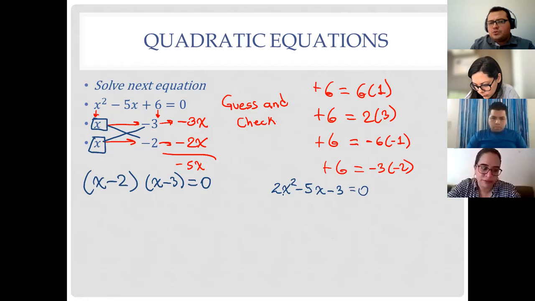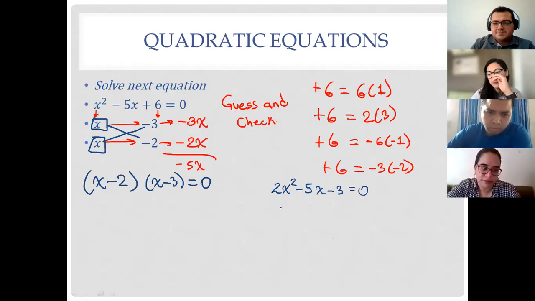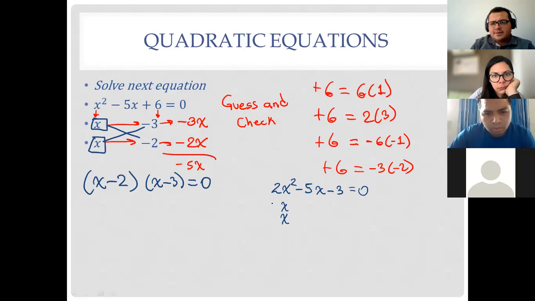So how can I decompose 2x squared now? Not x squared. 2x squared. How can we decompose it? Idea? I mean, x squared is x and x. But the 2? There is just one way. X times 2x. Excellent. X times 2x or 2x times x, the same.